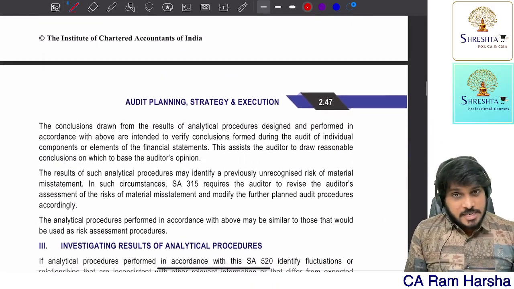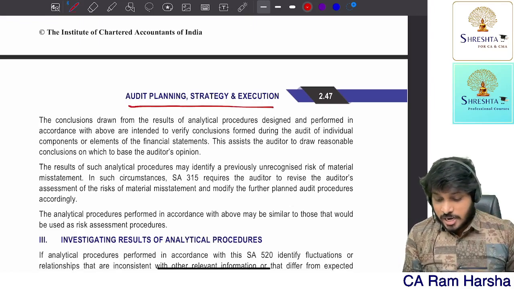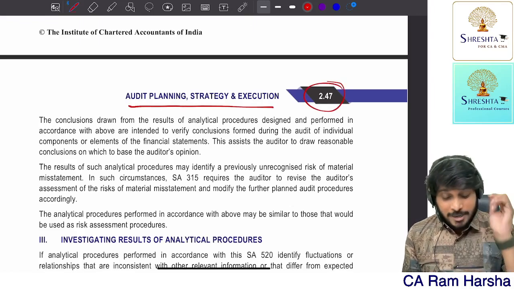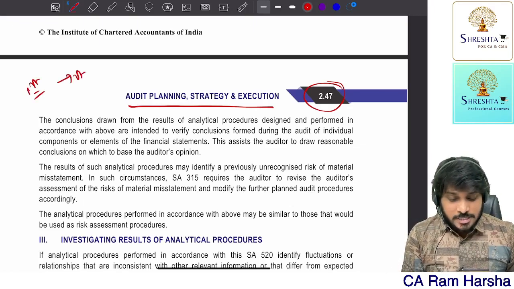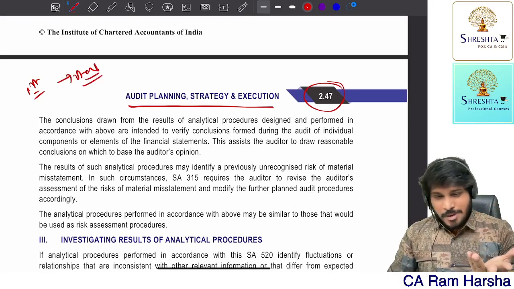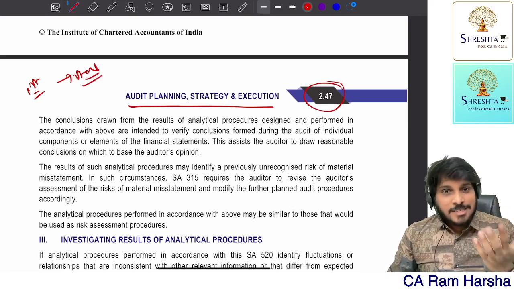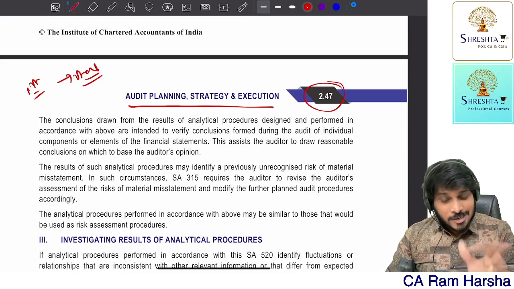You have a chapter in the CA Final Auditing book, the second chapter, Audit Planning Strategy, on the 47th page. By the way, what is the first chapter in your CA Final Audit book? It is actually standards. And how many pages does it have? Some 30 or 40, or maybe max 50 pages. That's it. In CA Final Audit, the standards chapter is only 50 pages, but don't conclude anything yet.